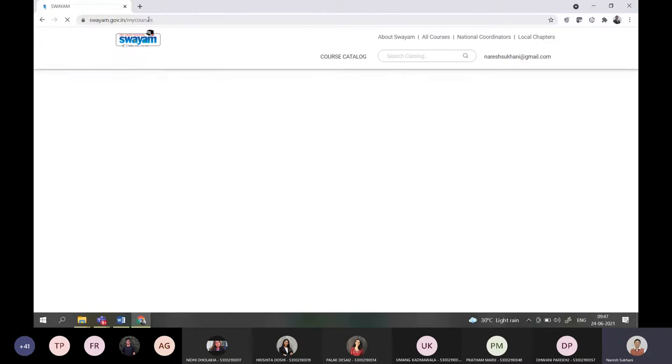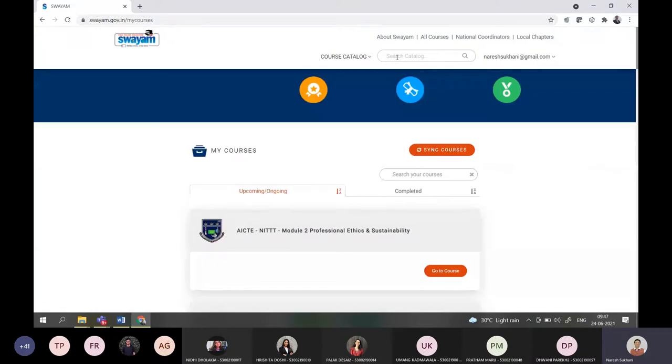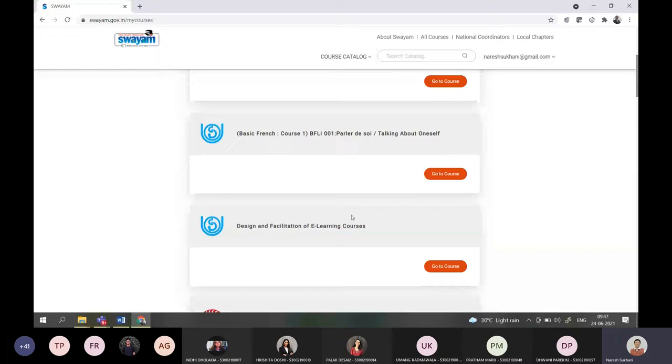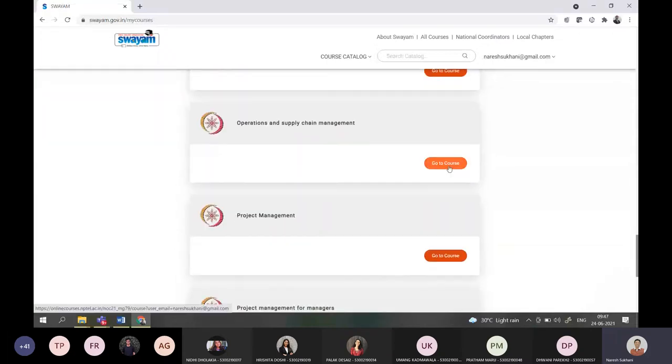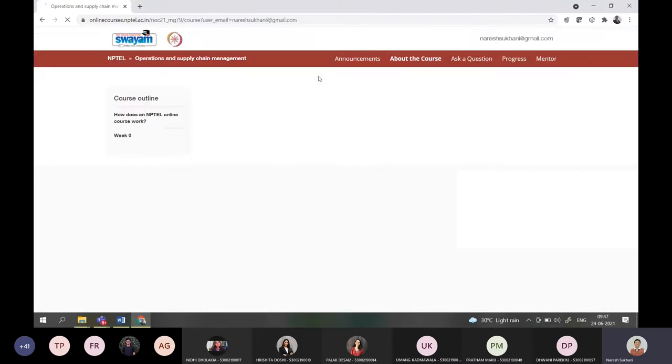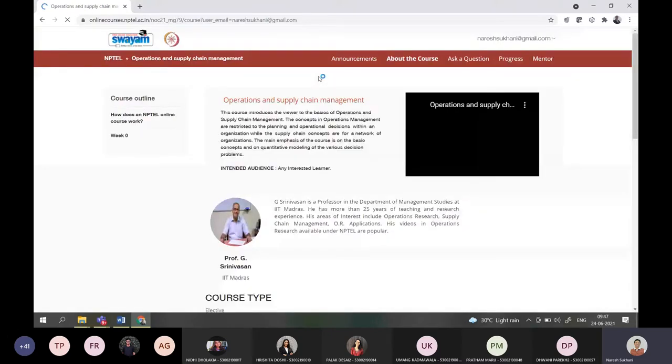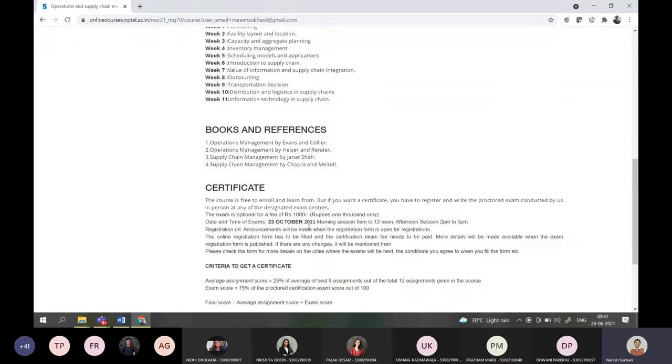Here, I have enrolled for this course. This course specifically is given by an IIT professor. These are the course layout, book references, and the certificate, which will have the logo of IIT Madras and NPTEL along with your photo, whatever you upload while registering on Swayam. The cost of the exam is only 1000 rupees, so technically if you learn this course from any MBA college, you will be spending a good amount of money.